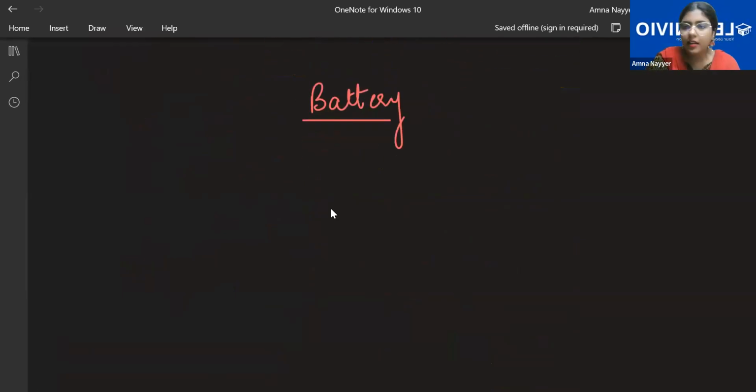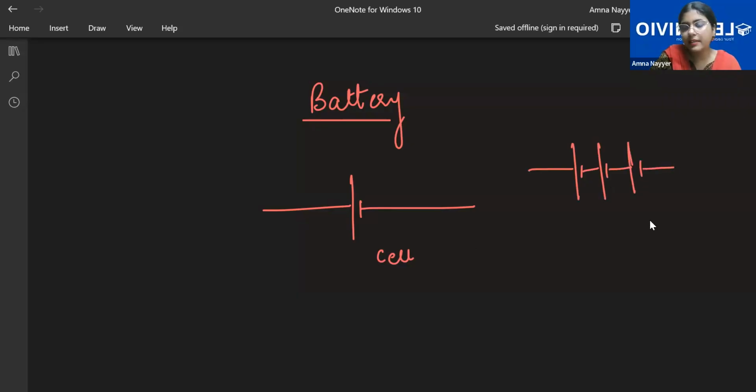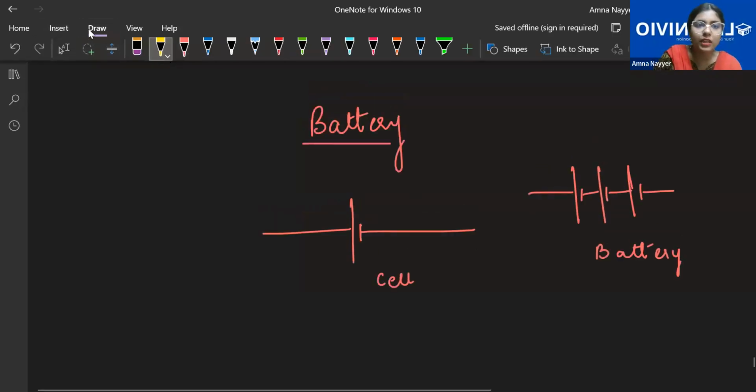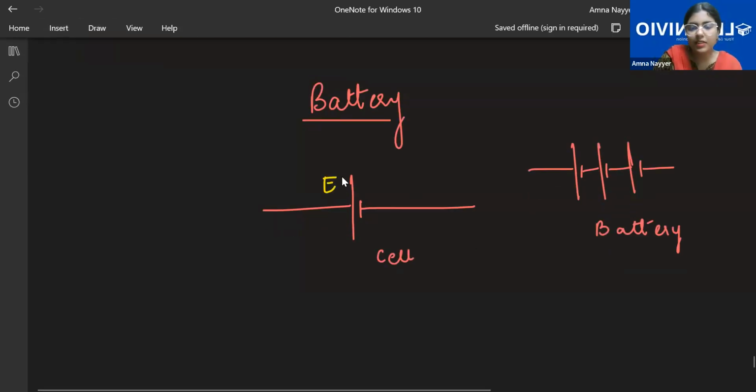Now, talking a little bit about the battery, you know how the cell is constructed. This is a cell, one single cell, one single piece. This is known as a cell, and when many cells are attached to each other like this, this is known as a battery. So you have many cells getting connected and they are forming a battery. So the cell will have its own EMF.